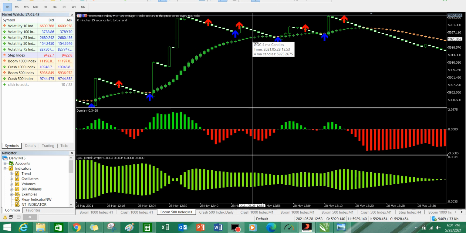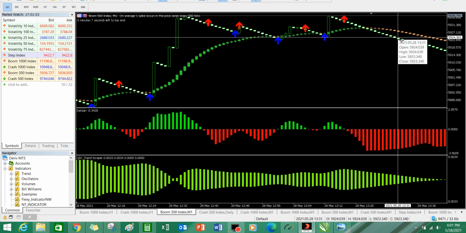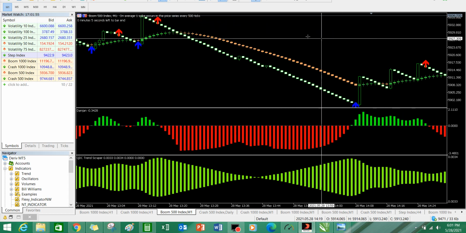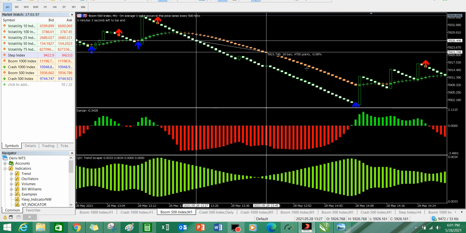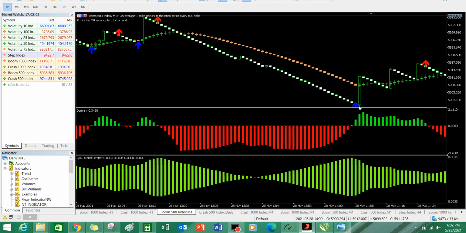Okay, but it's not a major one, but it has been tested twice. But check it out, it was broken here. When it was broken, what happened? It led to a breakout action. You can see the breakout action here. So that is how amazing it is.